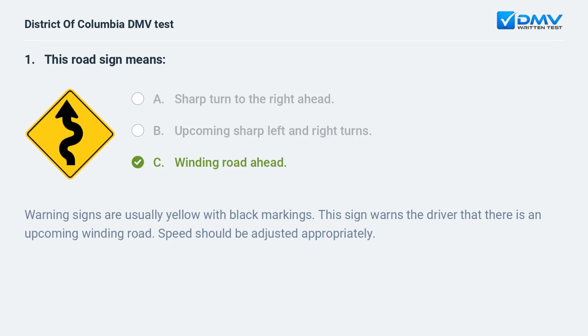C. Winding road ahead. Warning signs are usually yellow with black markings. This sign warns the driver that there is an upcoming winding road. Speed should be adjusted appropriately.